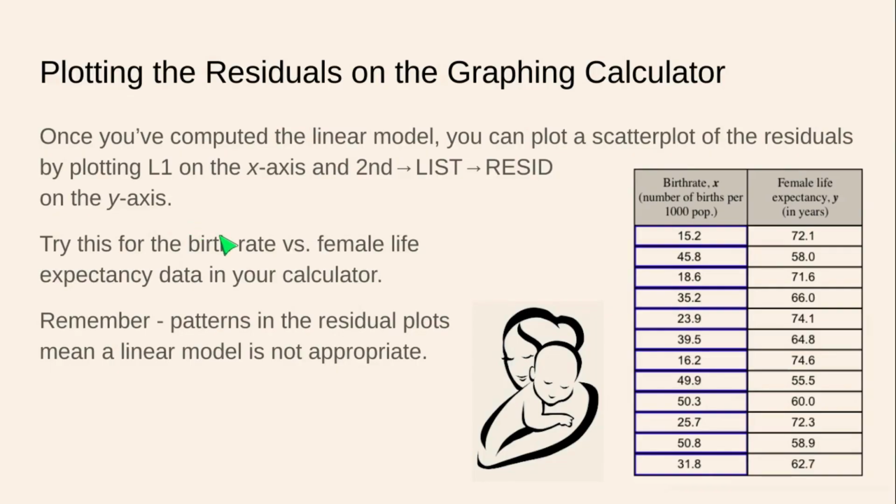So we're going to do this for birth rate versus female life expectancy. And remember, we are looking for a non-pattern. We are looking for chaos. That's going to confirm that a linear model is appropriate.